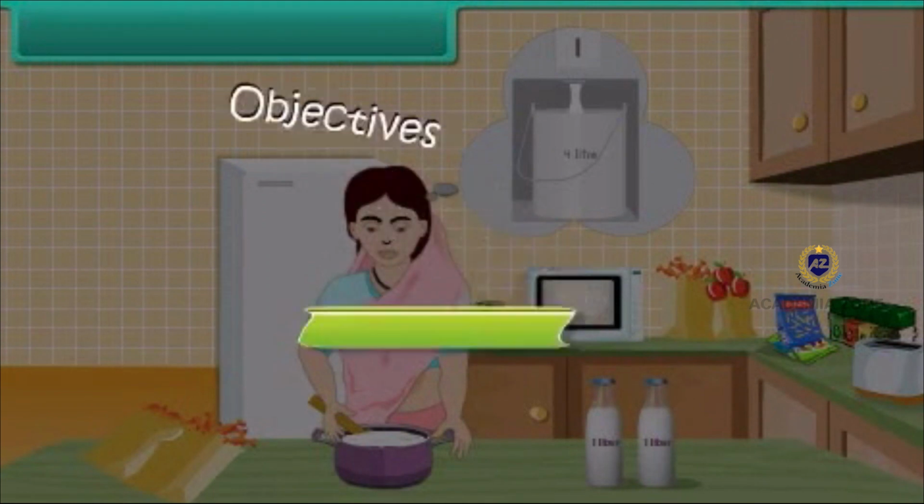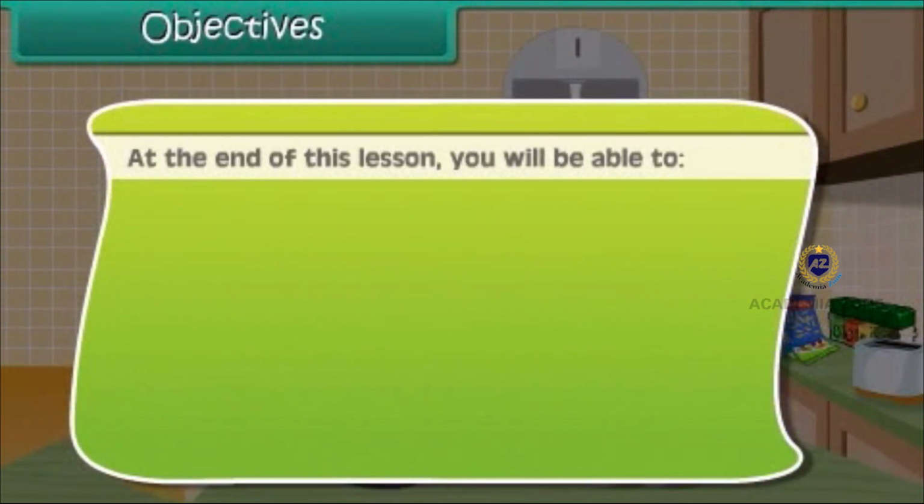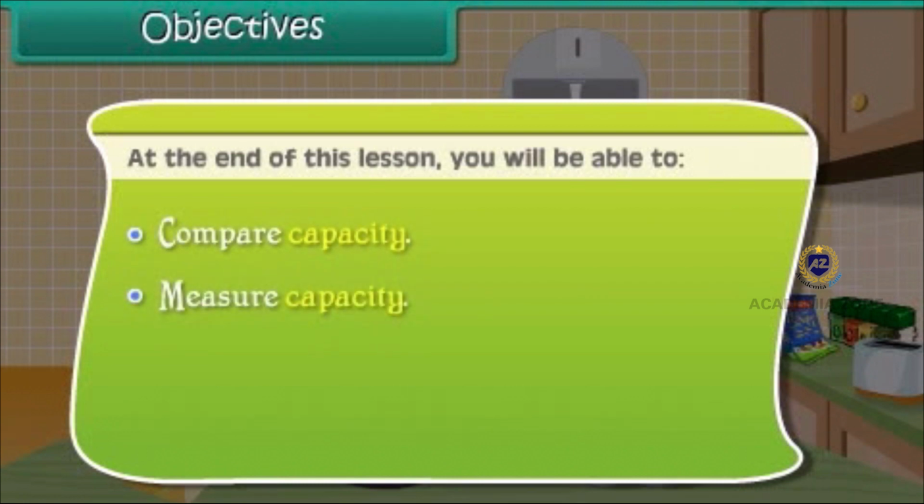Objectives. At the end of this lesson, you'll be able to compare capacity, measure capacity.